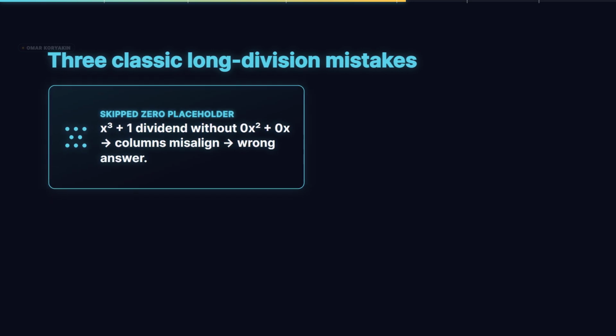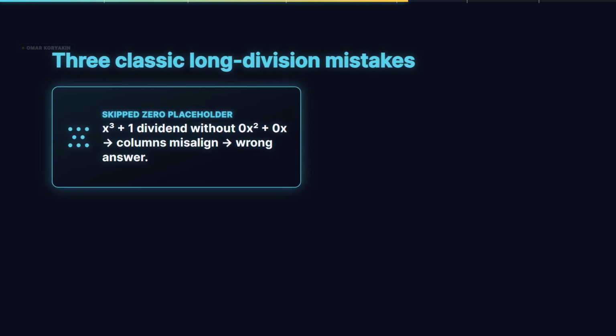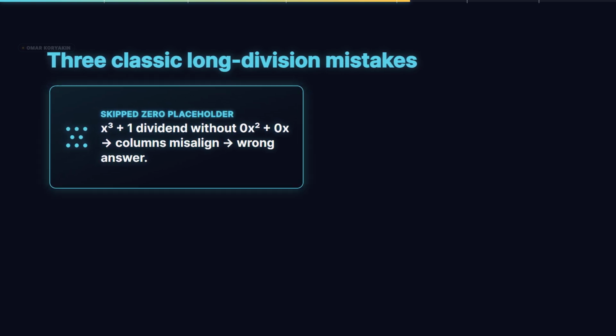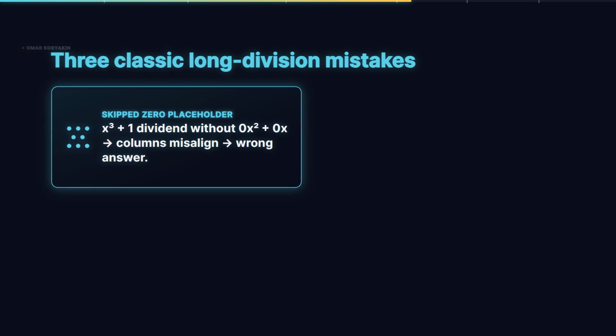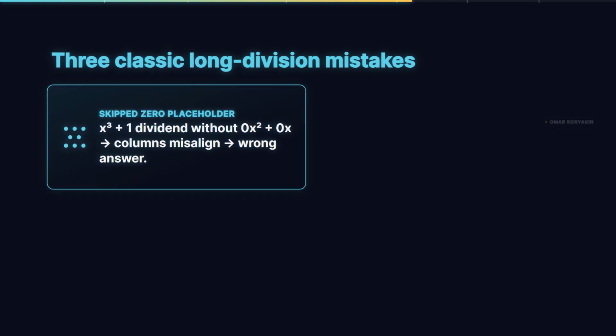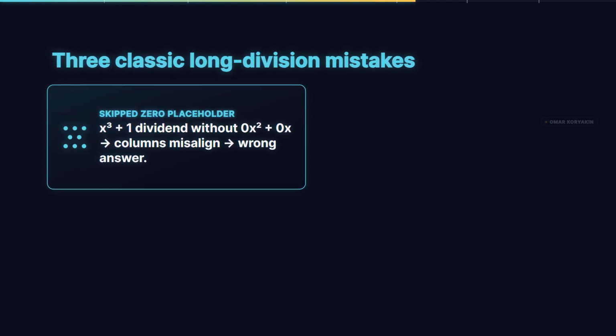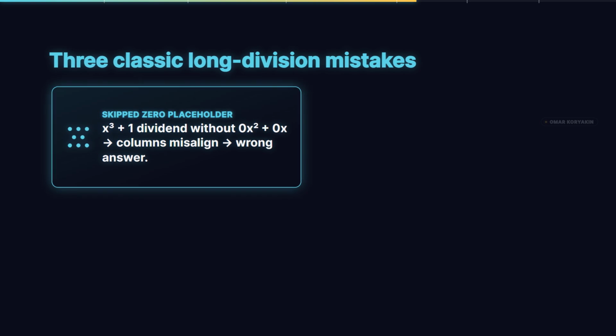First mistake: skipping zero placeholders for missing exponents in the dividend. A student writes x cubed plus 1 as the dividend and starts long dividing without inserting 0x squared plus 0x in the middle. The columns of the work go out of alignment, the subtractions cross terms of the wrong exponent, and the answer is corrupted.